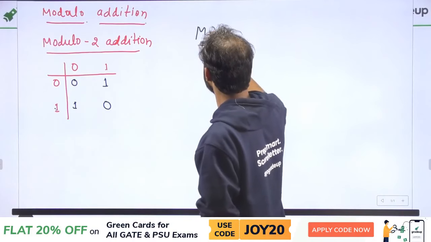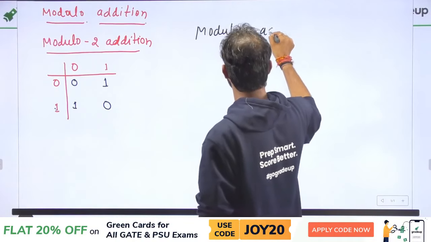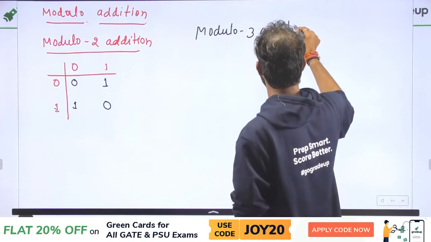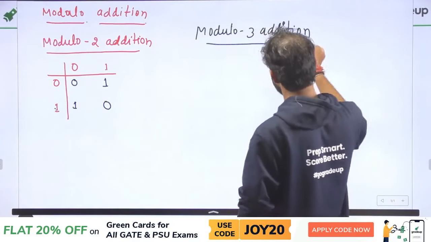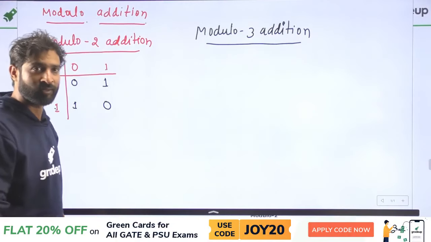Now what happens in modulo 3 addition? If modulo 3 addition is given in the problem, then in modulo 3 addition, there will be 3 signals, 3 bits, right?